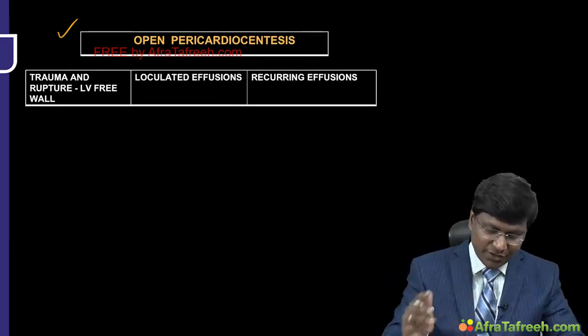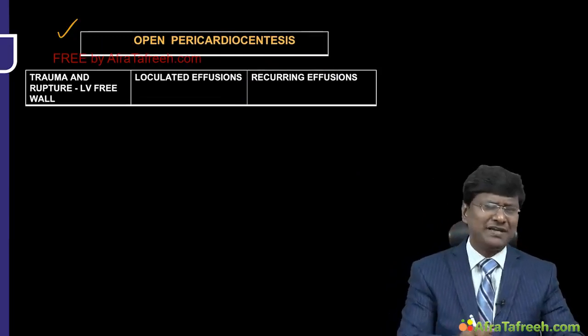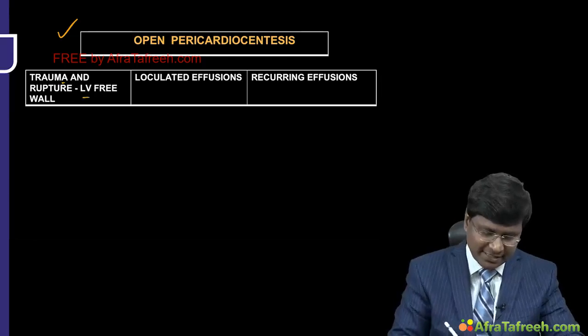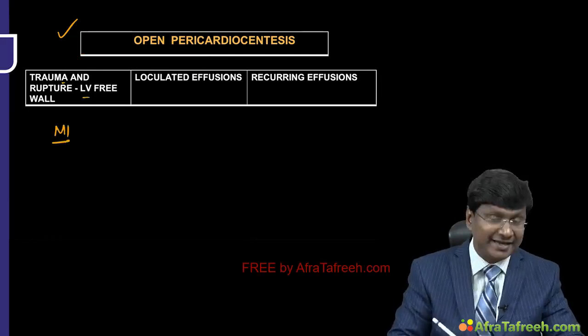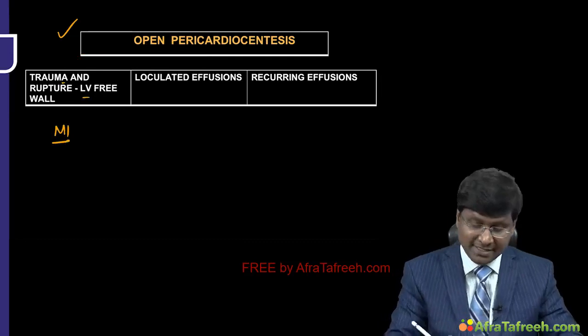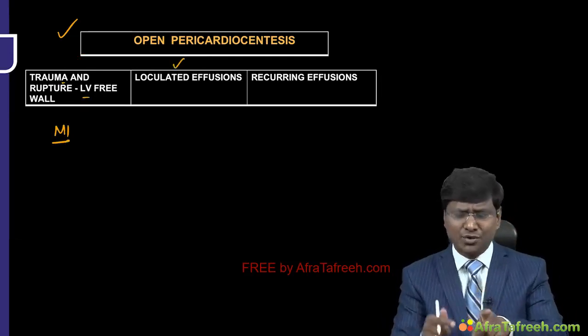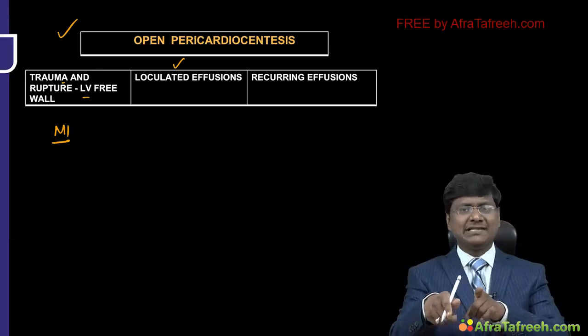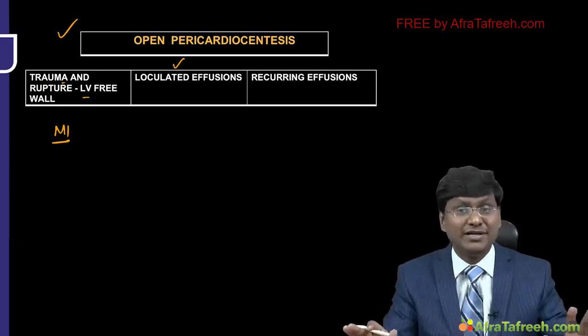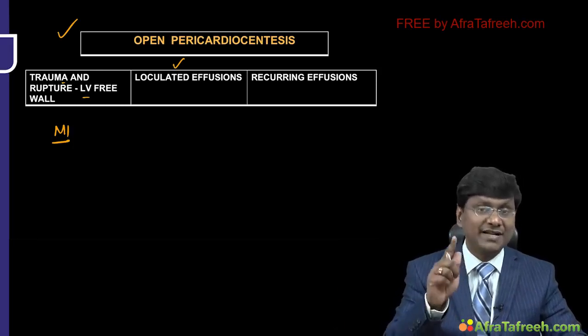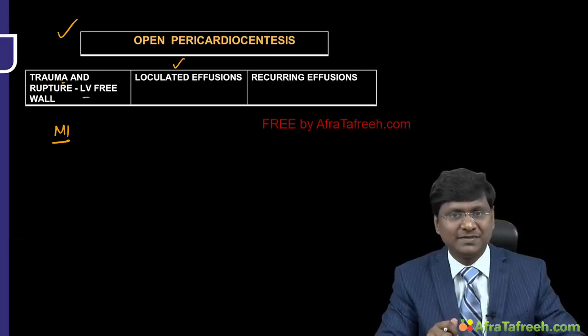Whereas, for open pericardiocentesis, we have just discussed the indications. Number one, trauma and rupture of the LV free wall secondary to myocardial infarction. And if it is a loculated effusion, once you put a pigtail catheter and take out the fluid, the entire fluid does not come out. So here you need to do open pericardiocentesis.